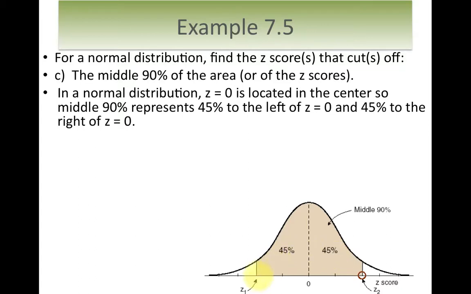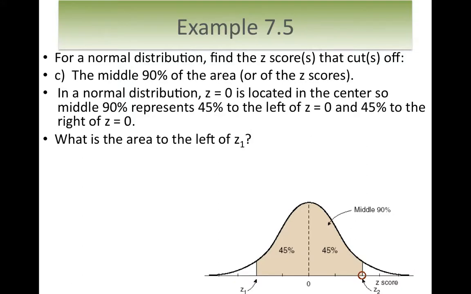So now we're asked for 2 z-scores for which 90% of area is between them. So we have to think a little bit outside the box and think, how can invNorm be used in this case? Because it's a little different from the previous cases. So remember that a z-score cannot be found unless we know the area to its left. So what is the area to the left of z1?